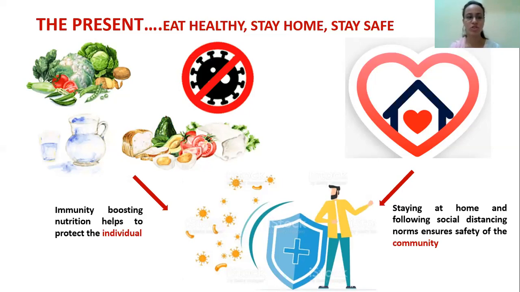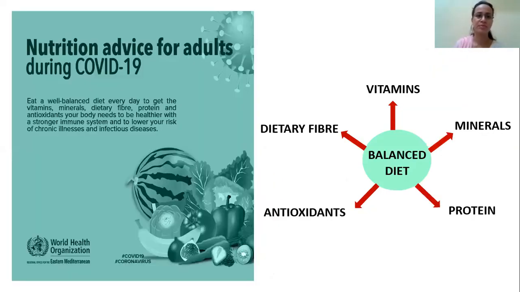Immunity boosting nutrition will help to protect the individual. So here there are 2 things which we can do. What can an individual do and what can an individual contribute to the community's health? So first of all, he should focus on immunity boosting nutrition to maintain himself in good health, and in order to ensure the safety of the community, he should stay at home. And if he is going out, he should follow social distancing. So these are the two things which we really need to follow in order to keep the disease at bay.